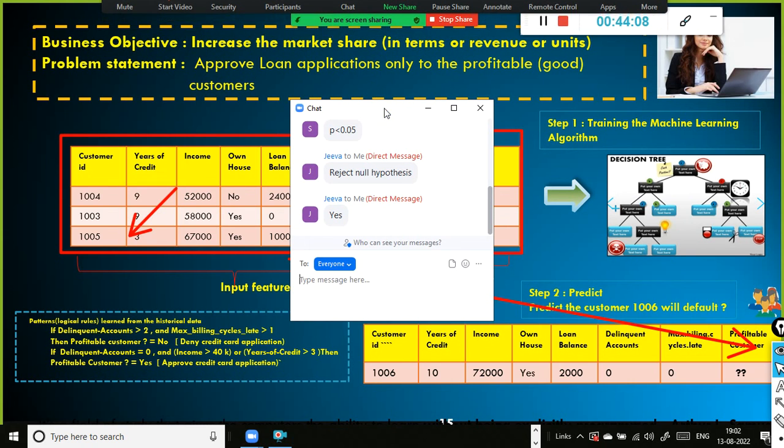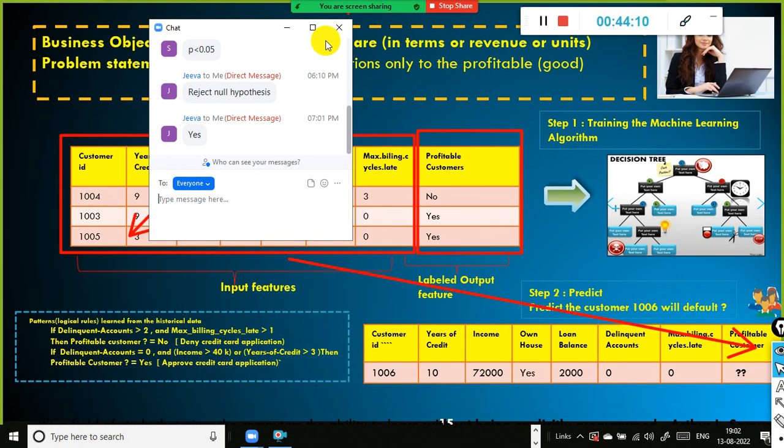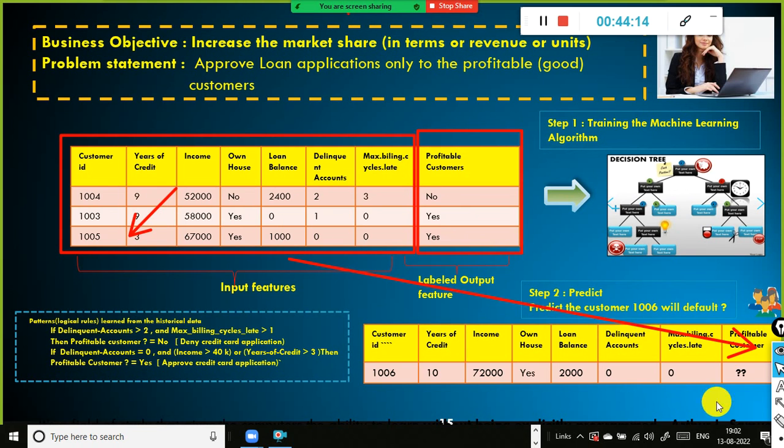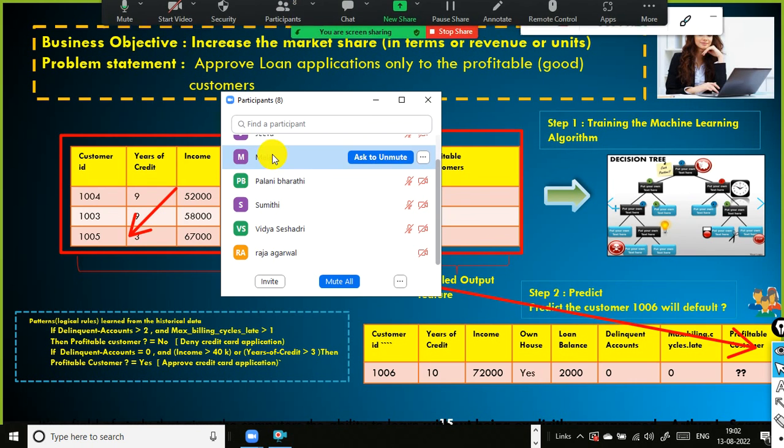This is the fundamental thing. Jivanandam, very good, you gave me a correct answer. How about others? What is the predicted label here? I need all your contribution, please. This is a very basic thing.